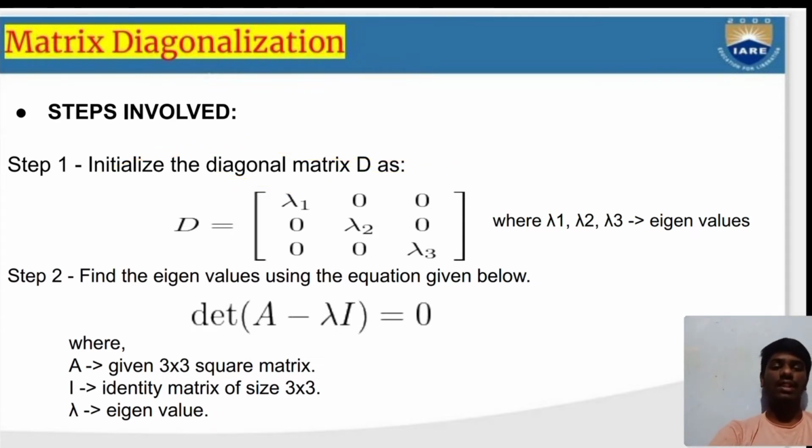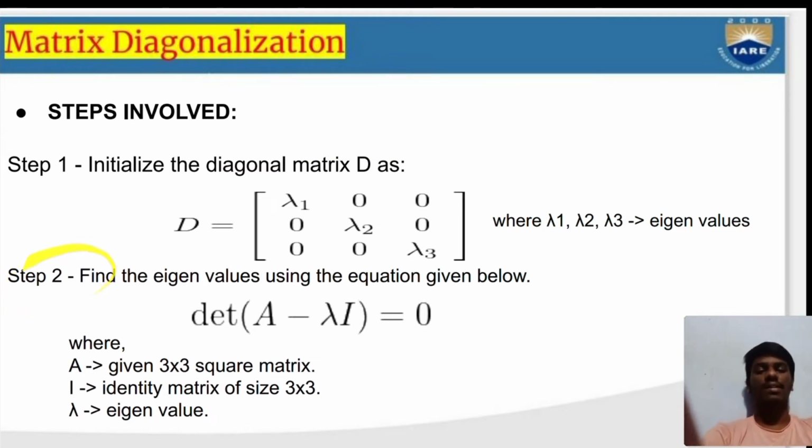First of all, we should initialize the matrix D as lambda 1 0 0, 0 lambda 2 0, 0 0 lambda 3, where lambda 1, lambda 2, lambda 3 are eigenvalues. We should start with the diagonal matrix in this form, and then move to step 2.